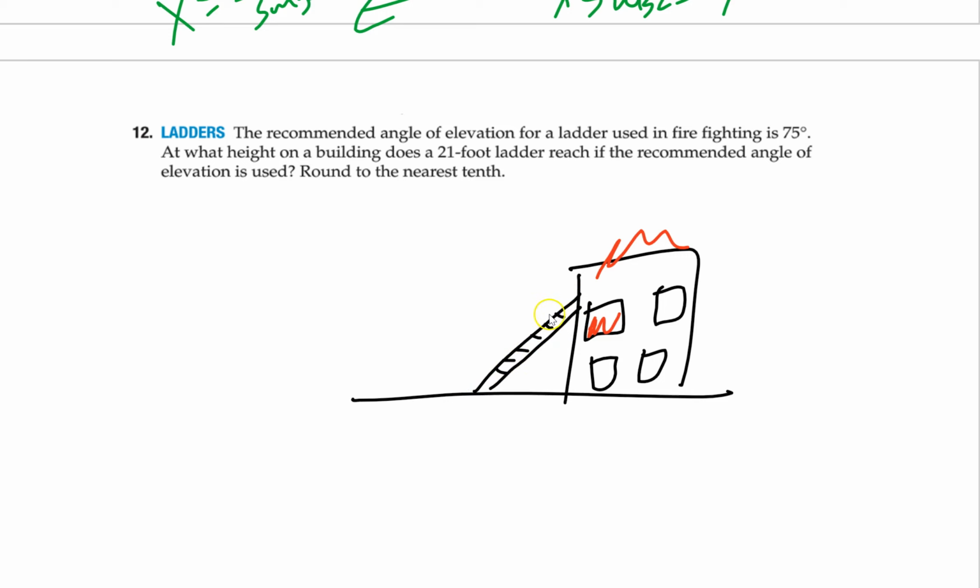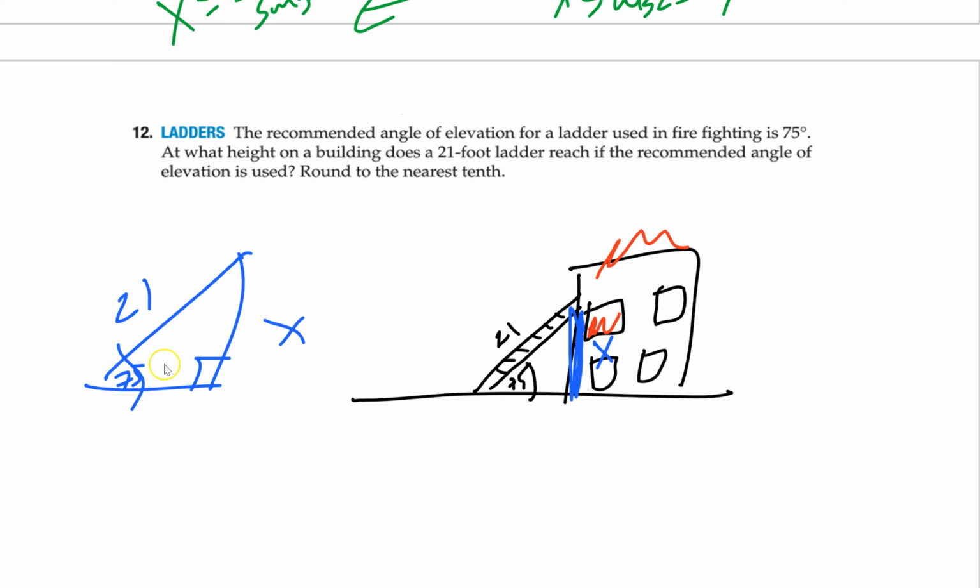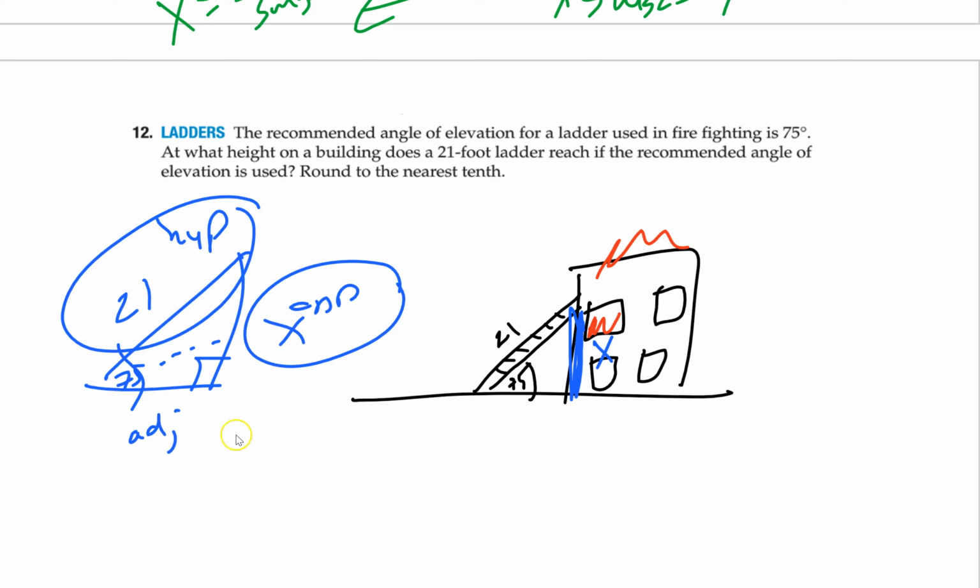Now look what it says again. The recommended angle of elevation for the ladder is 75 degrees. So this has to be about 75 degrees to be stable. At what height does a 21-foot ladder reach? So this is a 21-foot ladder. We're looking for how high on the building it goes if that angle is 75. So this is what we're looking for. Again, I'm going to draw another triangle on the side here: 21, 75, and x. List out the sides. This is opposite. Here's the right angle. Here's hypotenuse. And this is adjacent. We want opposite. We have hypotenuse. That looks like sine again.